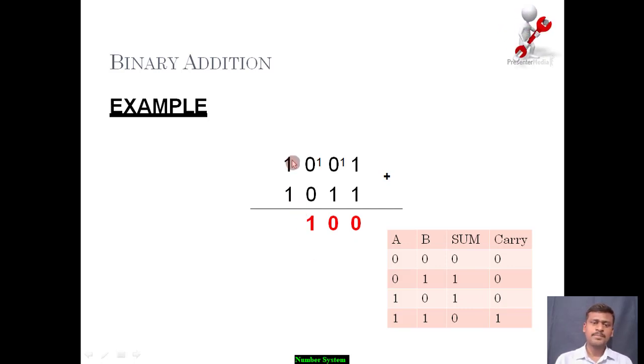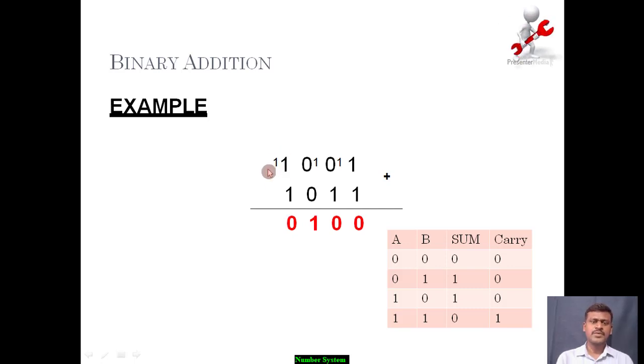Next, 1 plus 1. 1 plus 1 will give you 0 as sum, 1 as carry. So answer will be 0 and carry is 1. Clear? And in the final step we are left with the carry, and this carry needs to be taken to the next, means it will be taken to the answer level, that is 1 0 1 0 0. So this is your final answer.